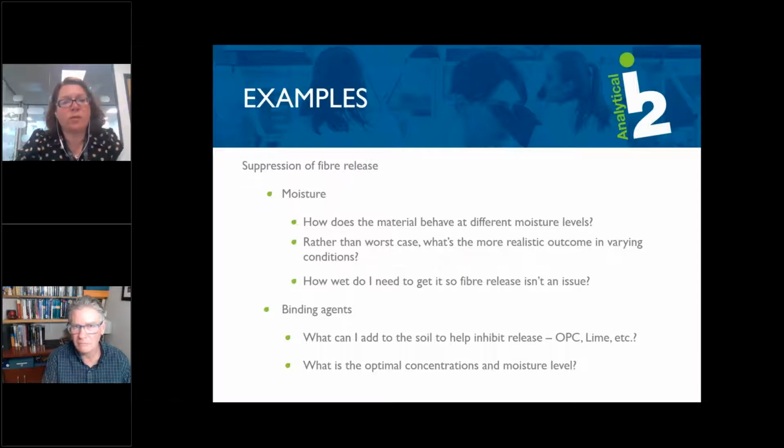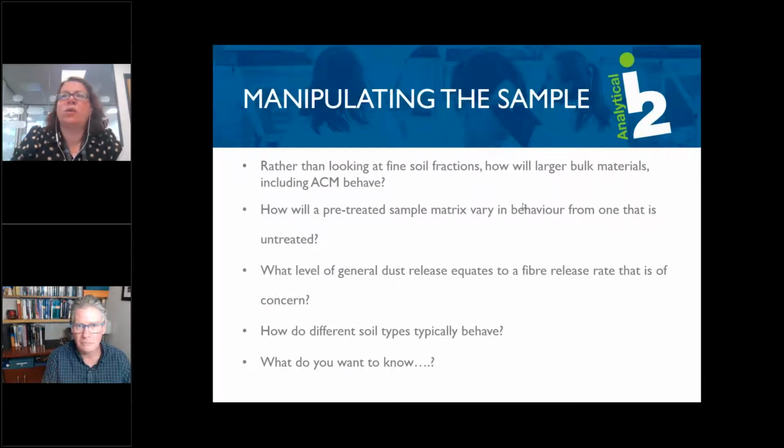We can look at optimum concentrations, look at all of that, and you can do that modeled off site, so you're not having to fiddle about on site and perhaps raise something potentially contentious in the area. We can also do other things like manipulate the sample, look at the fine fractions, look at bulk materials, pre-treat something. I've had whole cores submitted for analysis. There are all sorts of different things we can do.